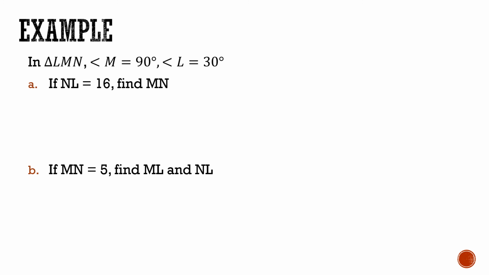In triangle LMN, angle M is equal to 90 degrees, angle L is equal to 30 degrees. If NL is equal to 16, find MN. So let's draw the given triangle. Let's say that this is the right triangle. So you got L, M, N, wherein M is your 90-degree angle and L is 30 degrees. If your NL, the hypotenuse, is 16, what will be our MN?